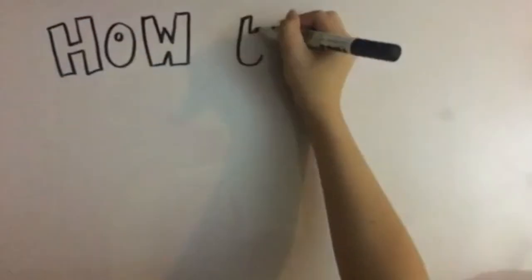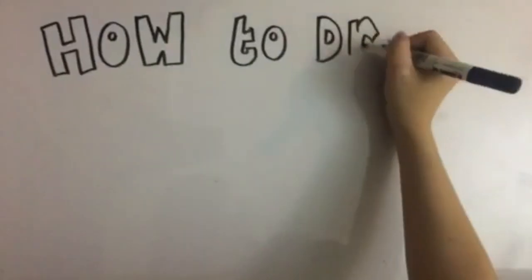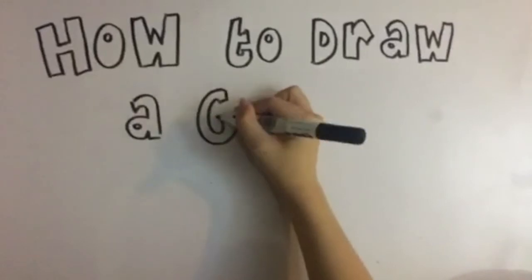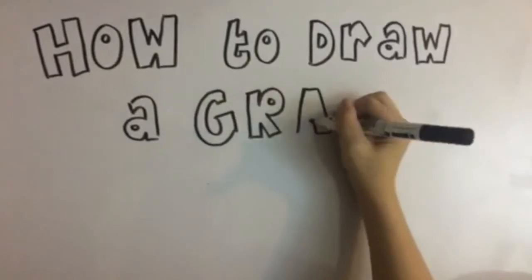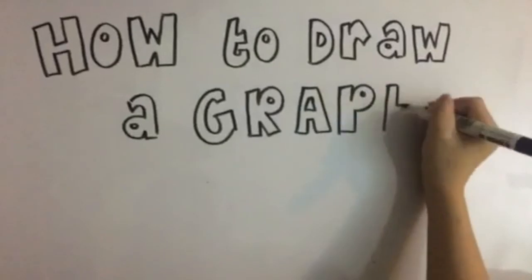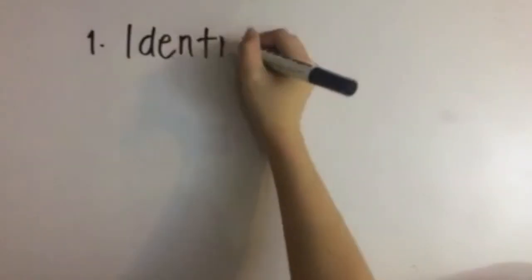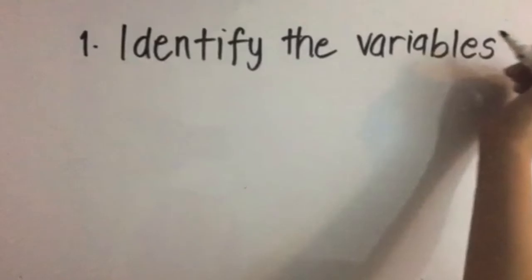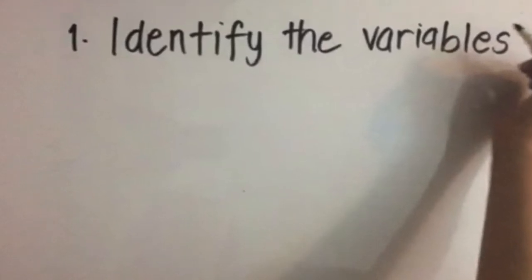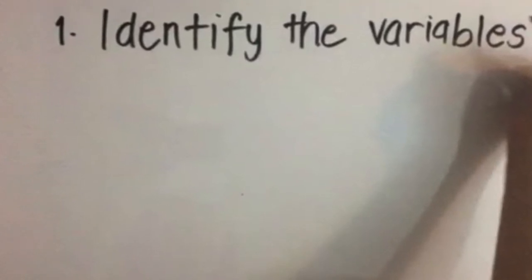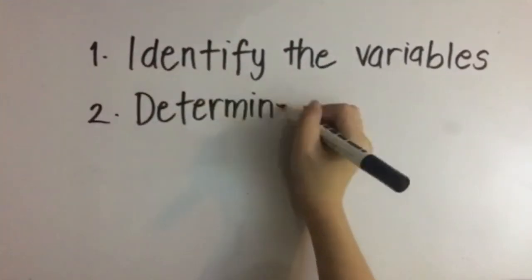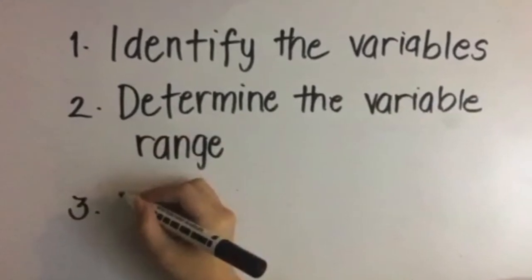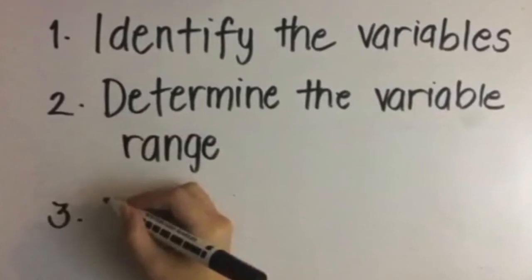How to draw a graph? First, you need to identify the variables. You need to place your independent variable on the x-axis of your graph and the dependent variable on the y-axis. Then, you need to determine the variable range. You need to subtract the lowest data value from the highest data value.